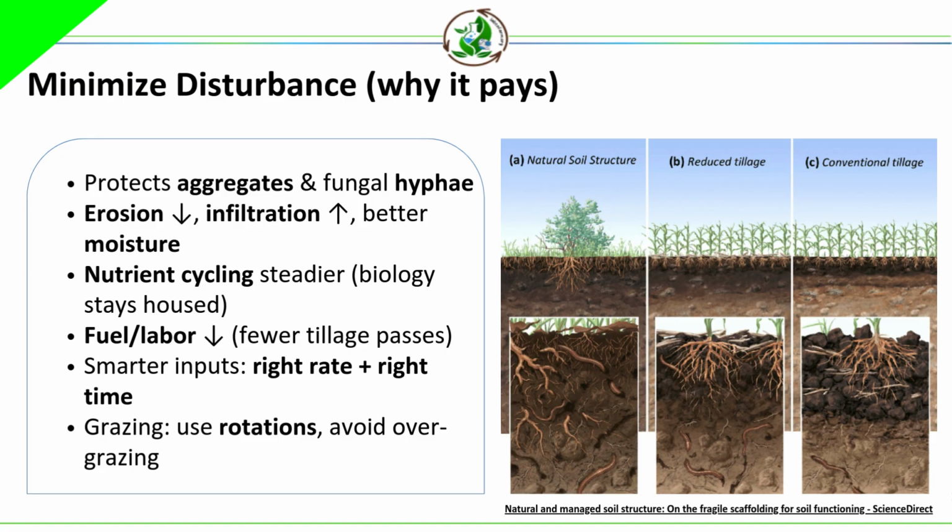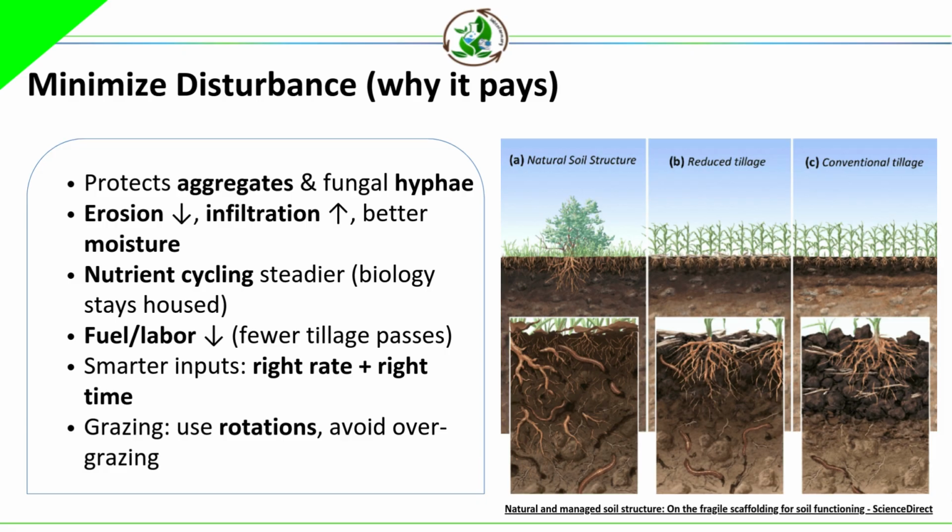Think of it like stirring up a clear aquarium. The water clouds and the fish stress out. Similarly, frequent tillage leads to more erosion, that is, soil being washed away, poorer infiltration, that is, less water soaks in, and stressed roots. It also means microbes get disrupted, so nutrient cycling becomes erratic.